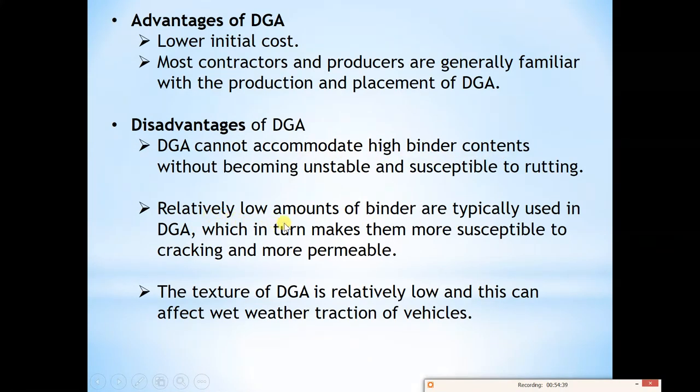And secondly, a relatively low amount of binder is typically used in DGA, which in turn makes it more susceptible to cracking and more permeable. So you see, if you don't use a lot of bitumen, then the adhesion is not there, so it's quite susceptible to cracking. If you have a lot of bitumen, there will be less cracking and less permeability. If you have less bitumen, it will be more permeable.